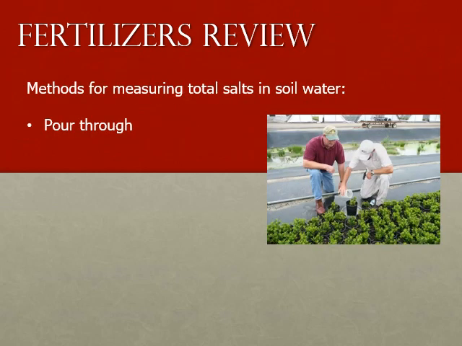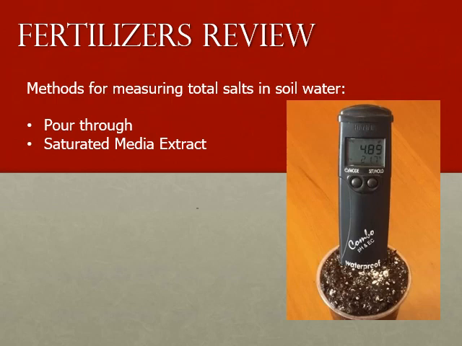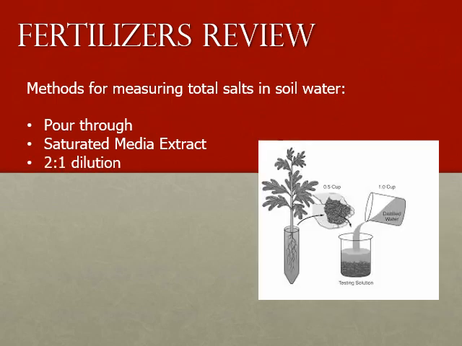We discussed the different methods: pour through, saturated media extraction, and 2-to-1 dilution methods. And you should know how basically all three work, and you should know the advantages and disadvantages and uses for different ones. For example, doing a pour through on a large tree root ball is not practical. So you're going to be doing 2-to-1 or saturated media extraction on something like that.